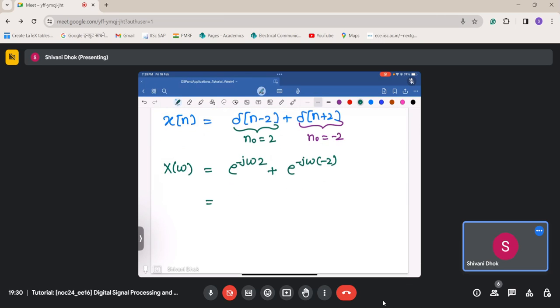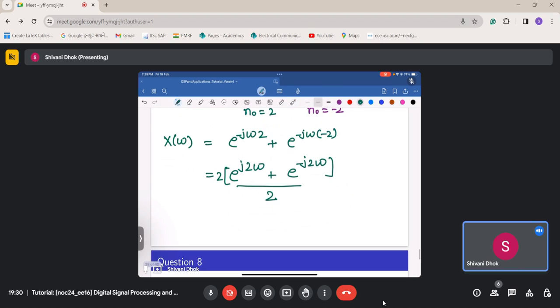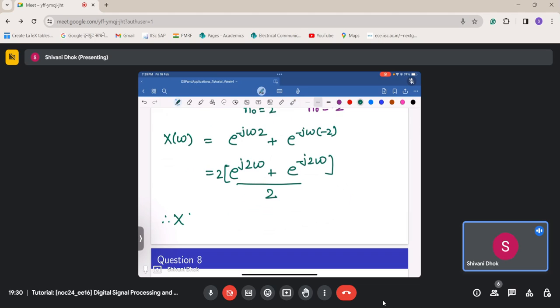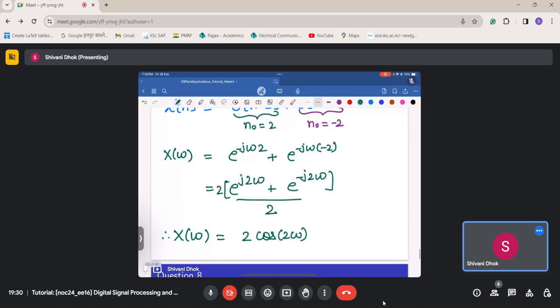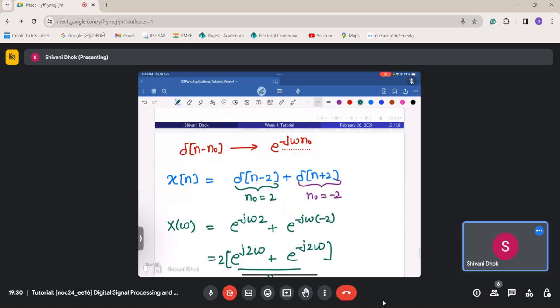Okay, so this thing here is e power j 2 omega plus e power minus j 2 omega. I can multiply and divide by 2. So this quantity here is simply cos of 2 omega. Therefore, x of omega is equal to 2 times cos of 2 omega. Any other questions? This is the final answer that we wanted to find out. Any other questions regarding this?